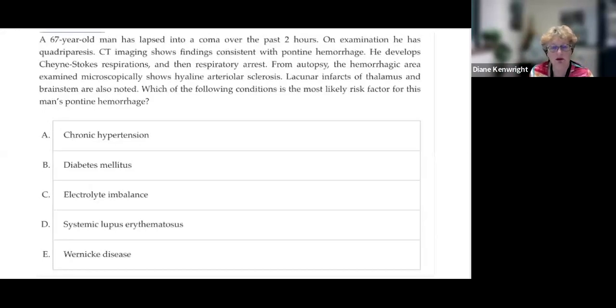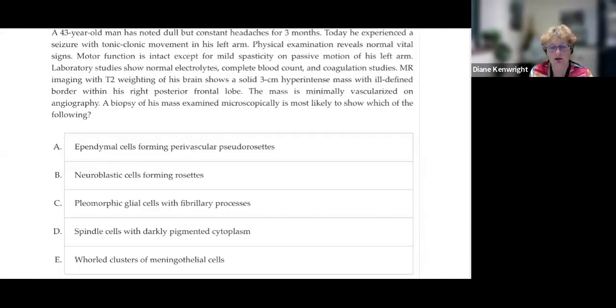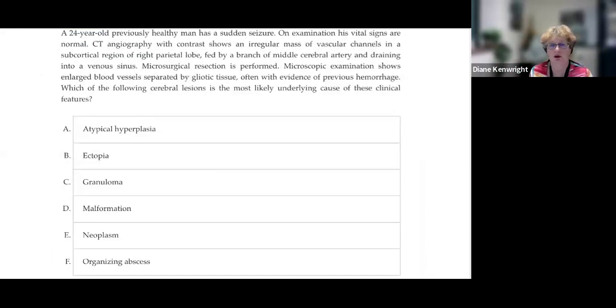Did that one, done that one. Okay, so we've got a 24-year-old with a seizure. He has an irregular mass of vascular channels in the subcortical region of the right parietal lobe, fed by a branch of the middle cerebral artery and draining into a venous sinus. So this sounds like an arteriovenous malformation. Okay, so it comes from an artery, it has squiggly enlarged vessels, goes into a vein: arteriovenous malformation.